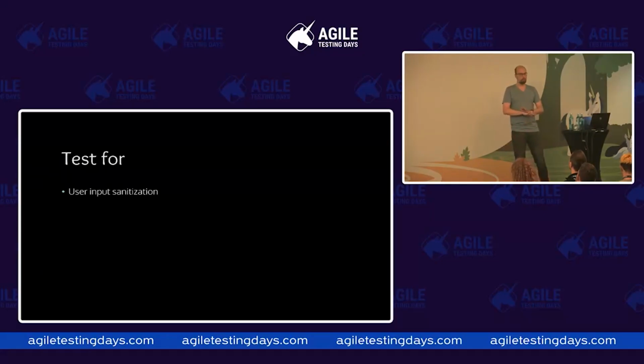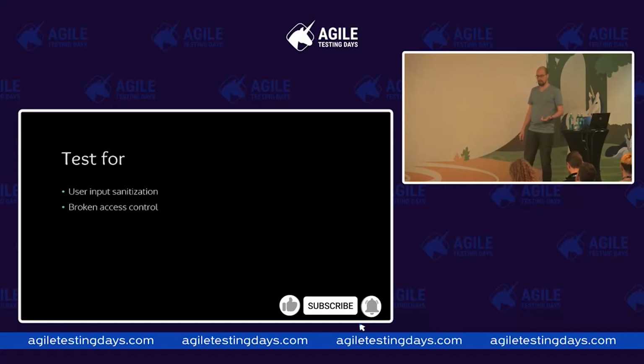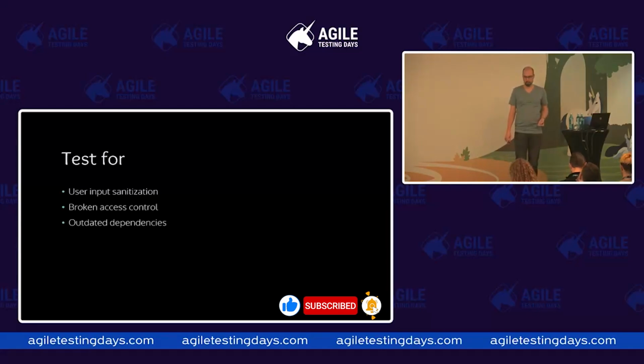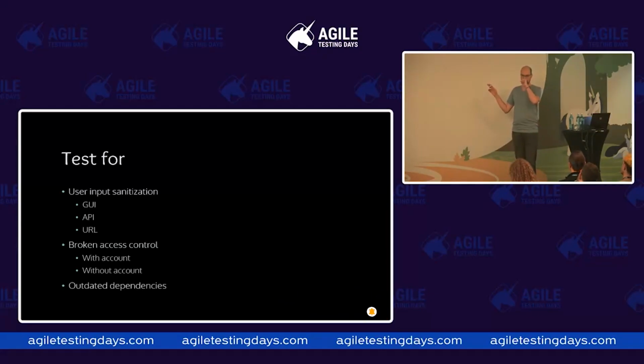We can test for user input sanitization. That is in the GUI, that is in the API, and that is in URLs. We can test for broken access control with an account, without an account. Make sure you can access only the right things. And we can look at outdated dependencies. This is the I want to take a picture list if you want to.